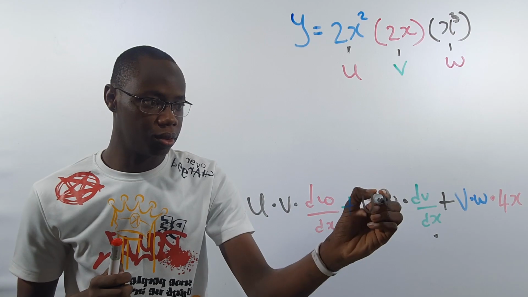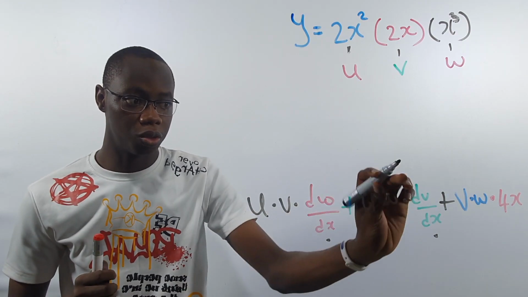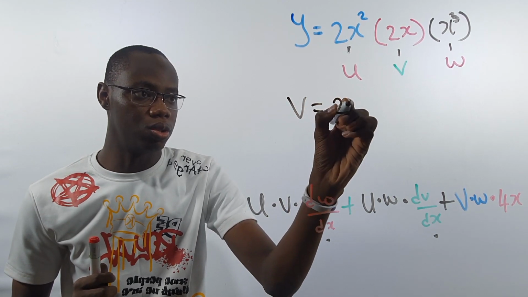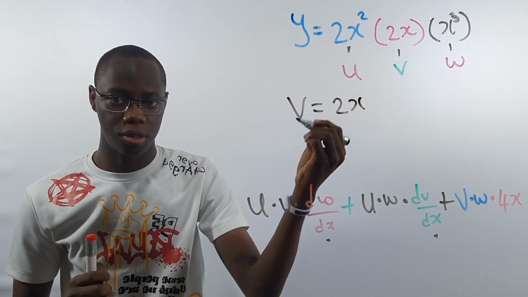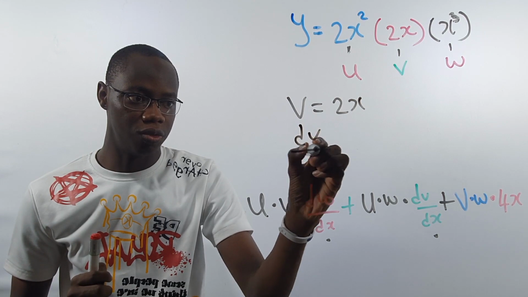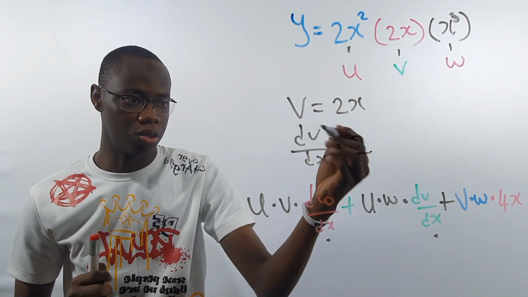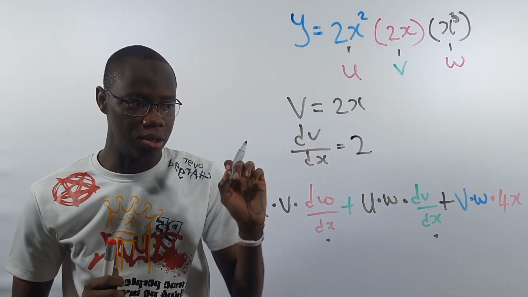The next one, the v over the x. If you want to find the v over the x, bring out v. So v is equal to 2x. So what is the v over the x? Very easy. That's 2. So the derivative is just 2. So meaning everything here is just 2.